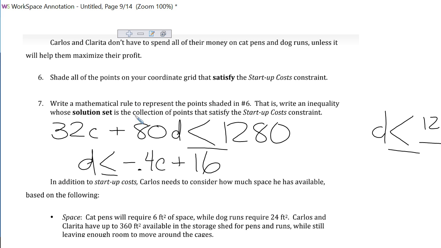In addition to startup costs, Carlos needs to consider how much space he has available. So it's 6 square feet of space for cats and 24 square feet of space for dogs. And they only have 360. Write an inequality for the space constraint.